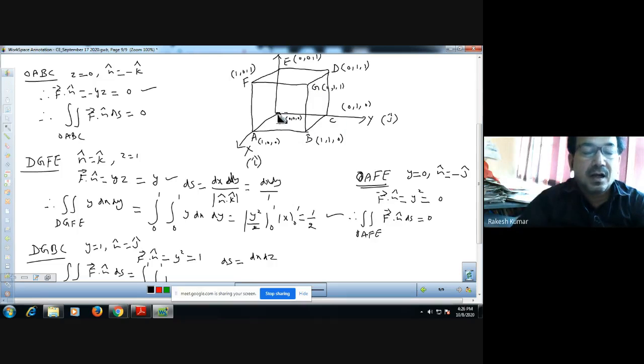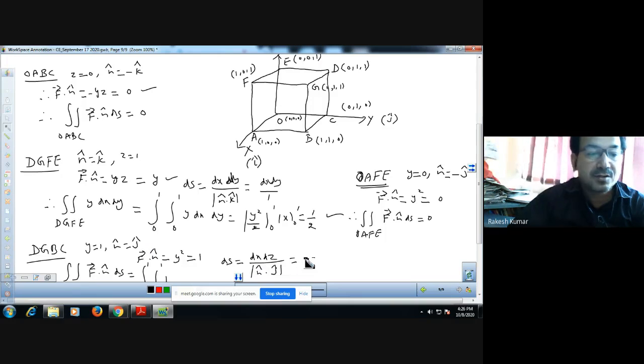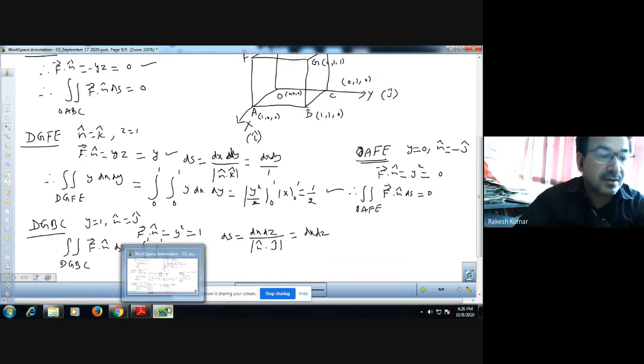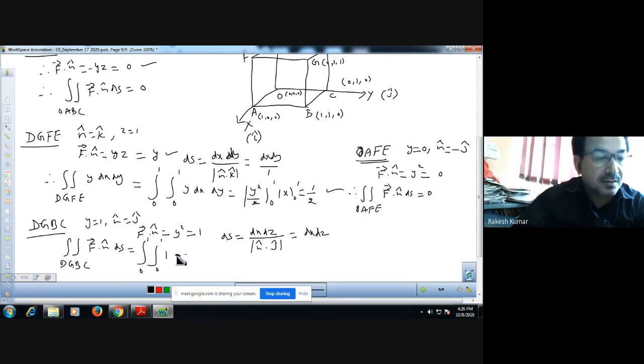DGBC. Although it is along the y-axis, this face is lying in the XOZ plane. That is why you will take dx dz, and that will be n cap dot j cap. And the n cap is j cap, so j cap dot j cap will come out to be 1. So ultimately, this is the dx dz. These are the limits of x and z.